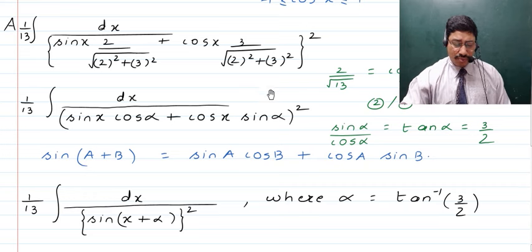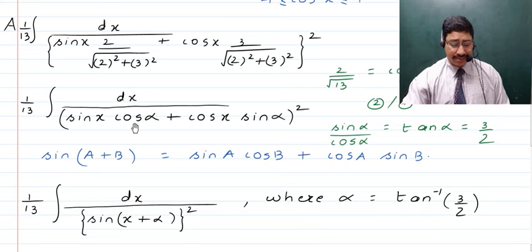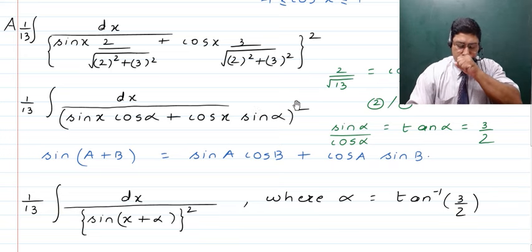Now children, what we have done here is we have considered this 2 upon root 13 to be cos alpha, and we have considered 3 upon root 13 to be sin alpha, right? You can consider this to be sin alpha, you can consider this to be cos alpha, then things will become a little different.